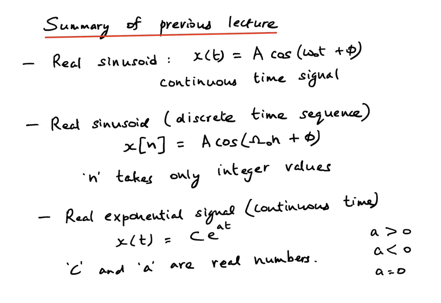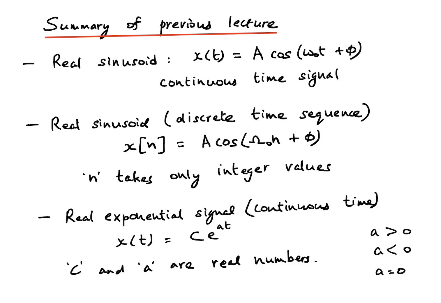Before we move on to the next topic, let us quickly recall what we discussed in the previous lecture. If you recall, we talked about continuous time signals and discrete time signals, and we saw a few types of them. The first type that we discussed was the real sinusoidal signal, which has the form x of t equals A cosine omega naught t plus phi, or we can also use the notation theta. A denotes the amplitude, omega naught denotes the frequency, and phi or theta denotes the phase shift.